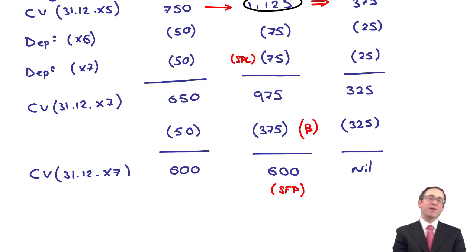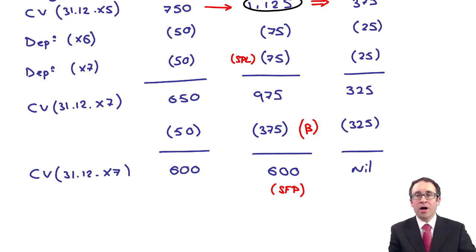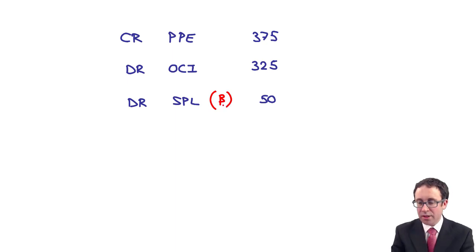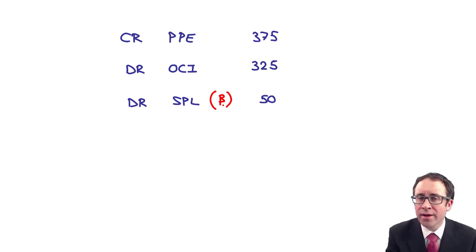If we hadn't revalued this asset and just carried on as normal, it would have been held at 650. We would have impaired it down to 600, and that impairment would have gone to profit or loss. Even though we've revalued it, we've used the surplus, and then anything else has gone to profit or loss, and it's the same amount that has gone to profit or loss, at 50. Excellent. So there's the journal entry. We've credited PPE, debited OCI, debited the statement of profit or loss, and that debit to the statement of profit or loss is effectively a balancing figure. Where does the credit to PPE go?